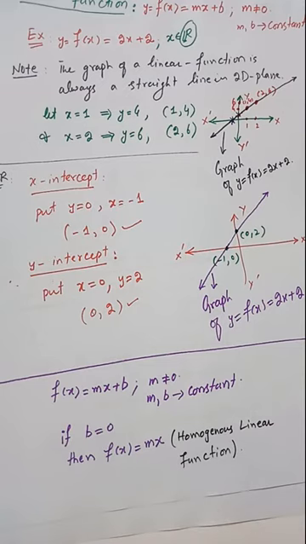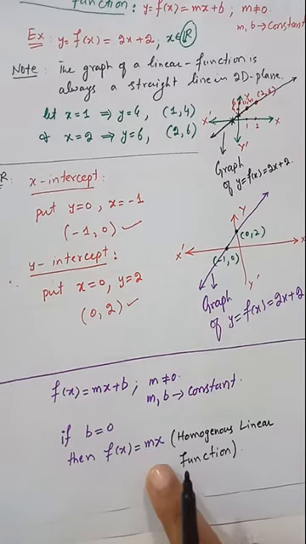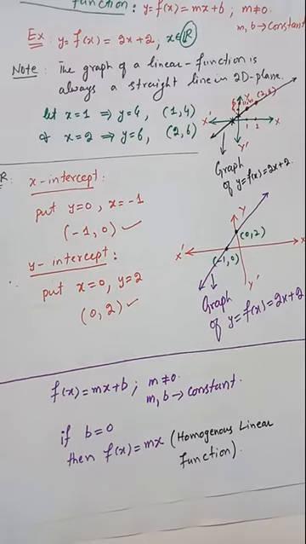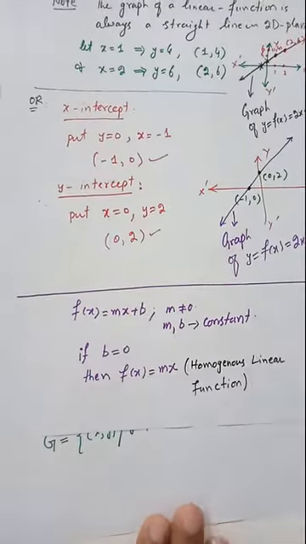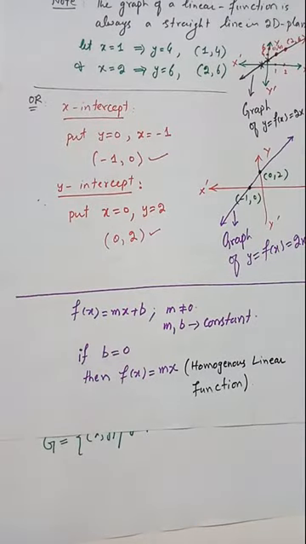So remember, the graph of the homogeneous linear function will also be a straight line because this is a linear function, but that linear function will always pass through the origin of the two-dimensional plane, meaning the xy plane. So it means that the x-intercept and the y-intercept for a homogeneous linear function is always (0, 0). So that is the point which must be noted here.